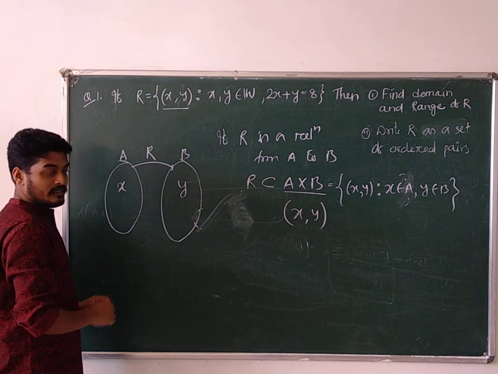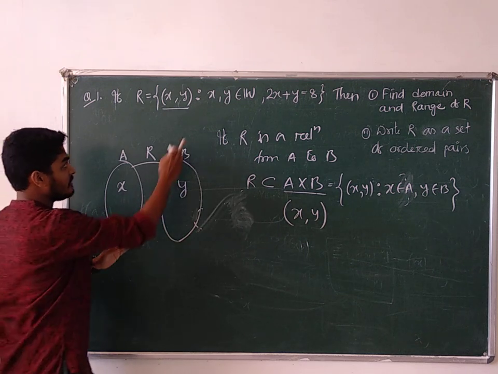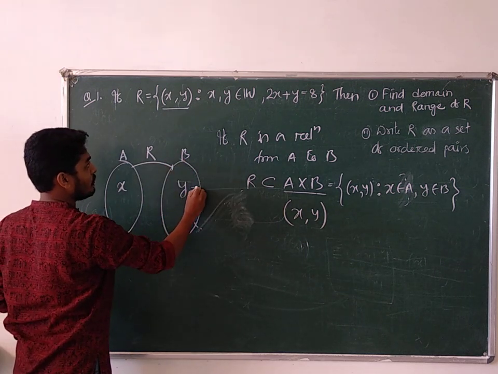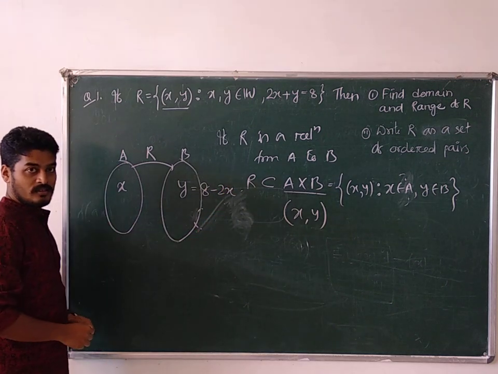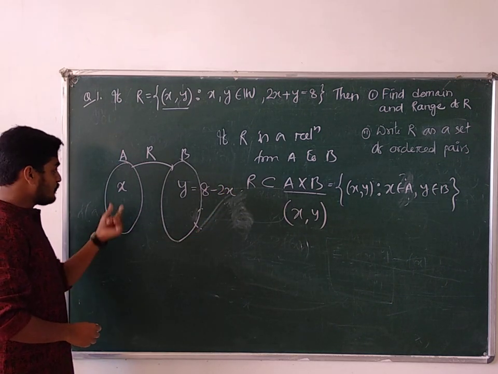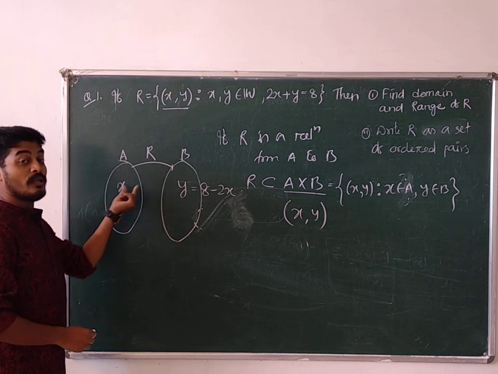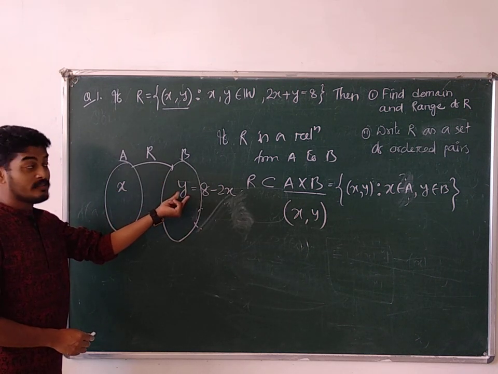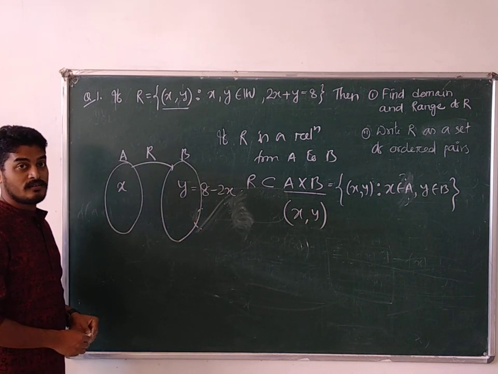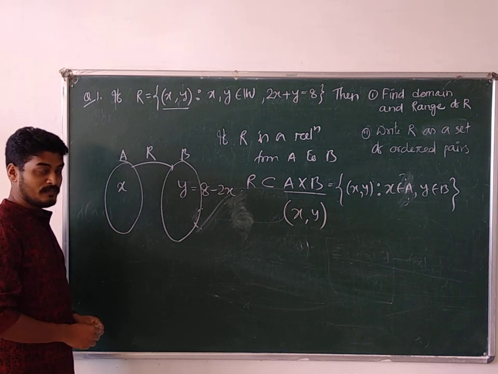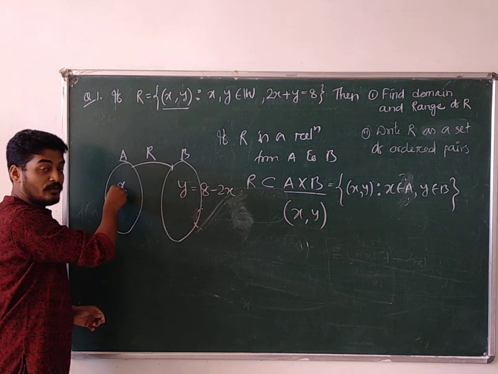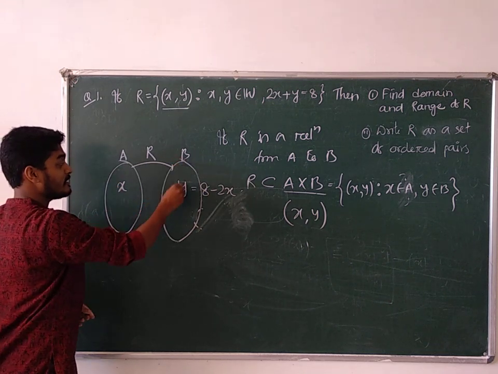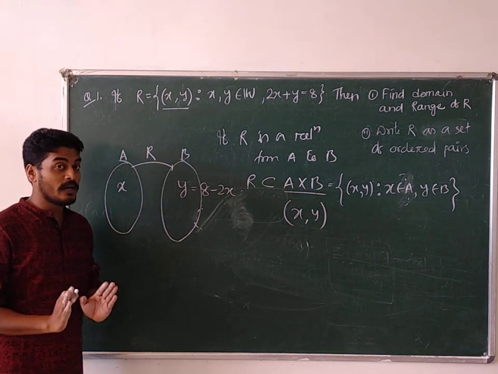The relation between X and Y is given: Y is equal to 8 minus twice X. That is, for each and every value of X, you will have a corresponding Y. This is a relation between X and Y. Are you getting my point? The elements of the first set are represented by X, and elements of the second set are always represented by Y. Don't forget it.